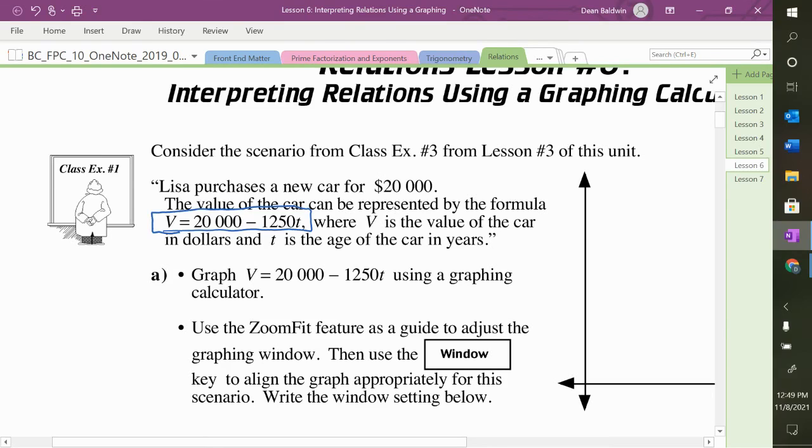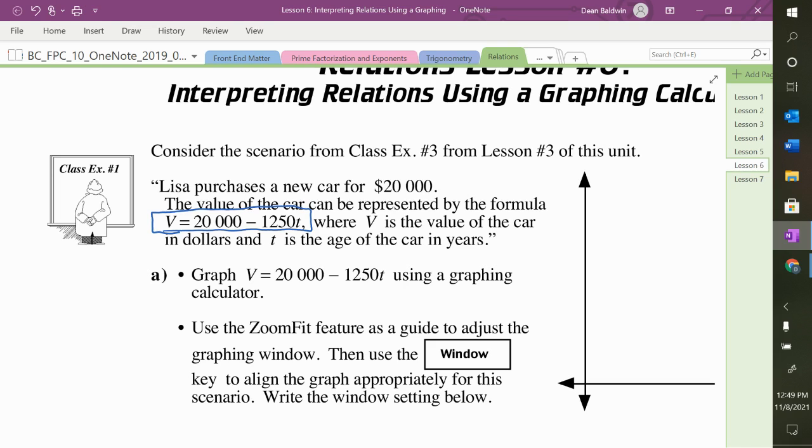We've talked about independent and dependent variables. Our two variables are v and t. Which one is independent? What is the x value? V or t? It's t.